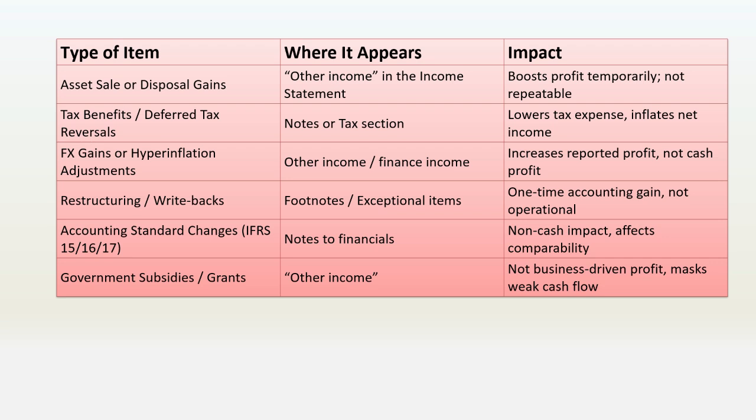So of that, let's look at the items that you may need to look at. One is asset sale and disposal gains. You go to other income in the income statement. This just boosts profit temporarily, but they are not repeatable. Next year you will not find them.